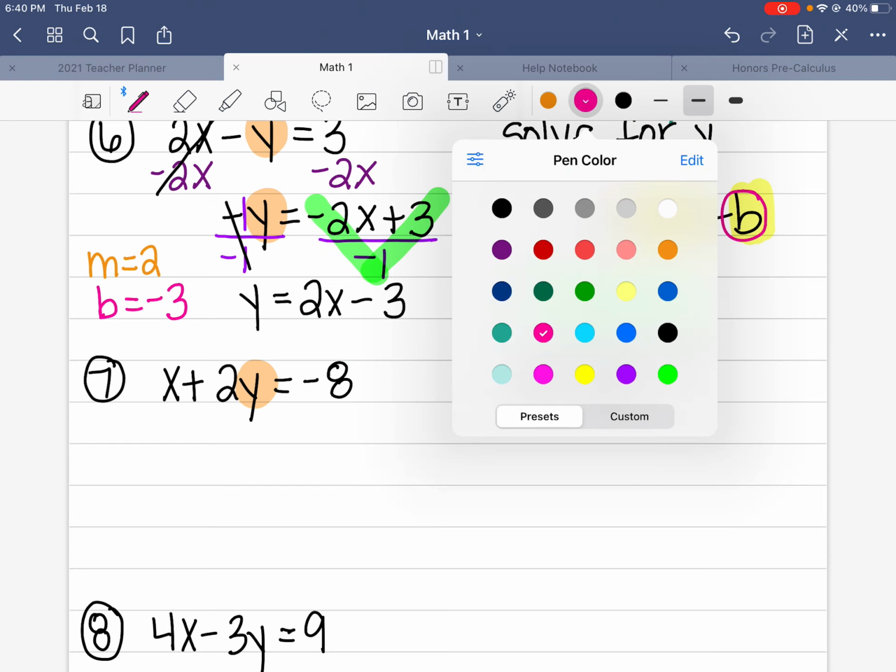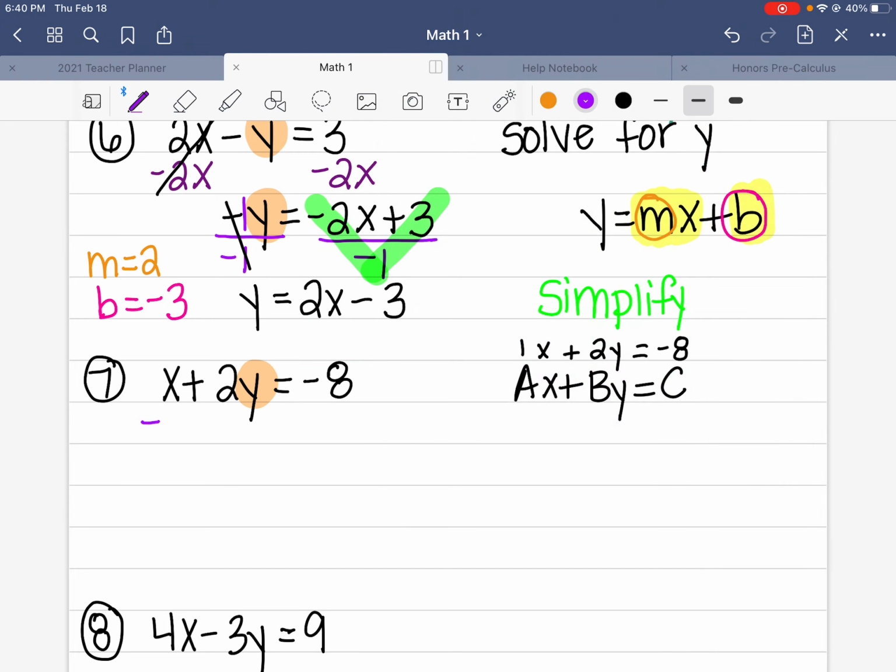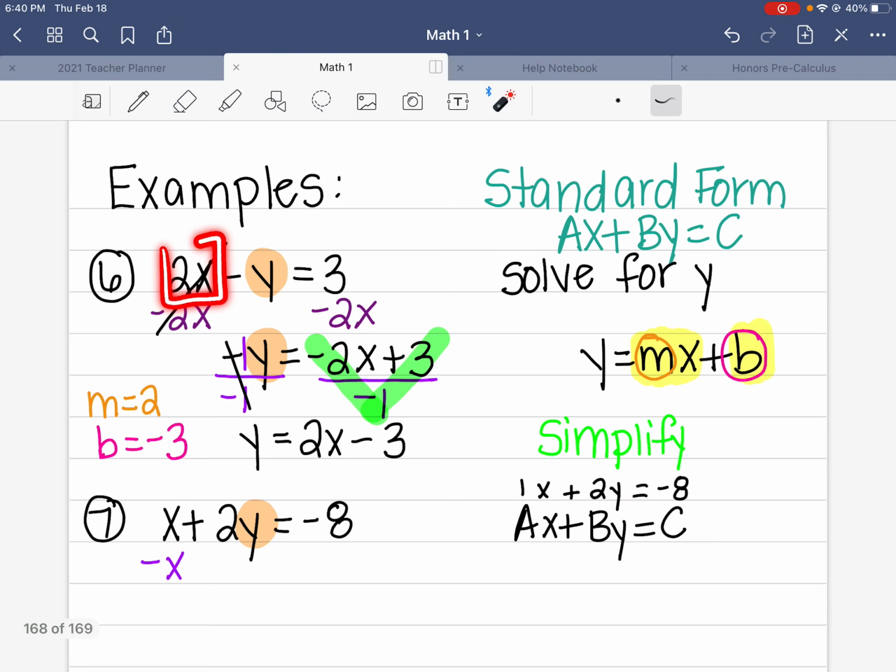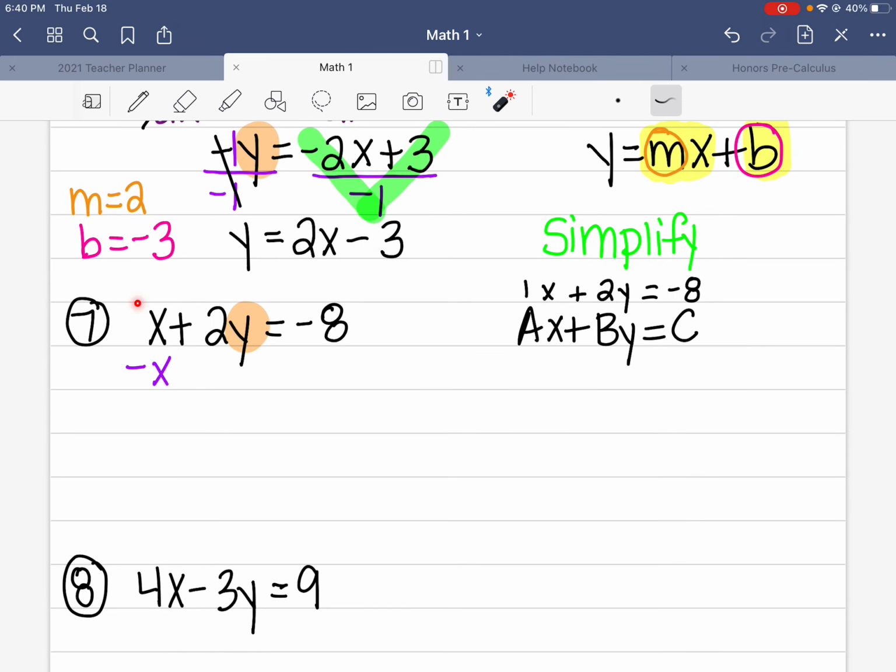So I'm going to start this problem this time by subtracting x. I want to take this entire x and move it to the other side. Just like I did up here, I wanted to move the entire 2x to the other side. The same process applies. I want to move the entire x over here. So I'm going to subtract x. And that's going to leave me with 2y. Remember, we're going to put the x first. So negative x, and that's going to be minus 8.